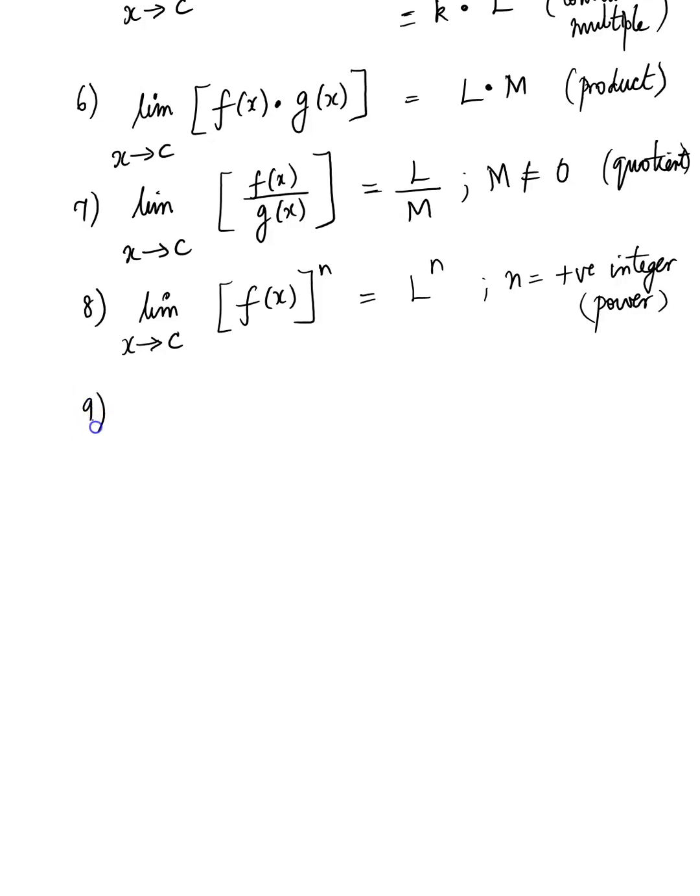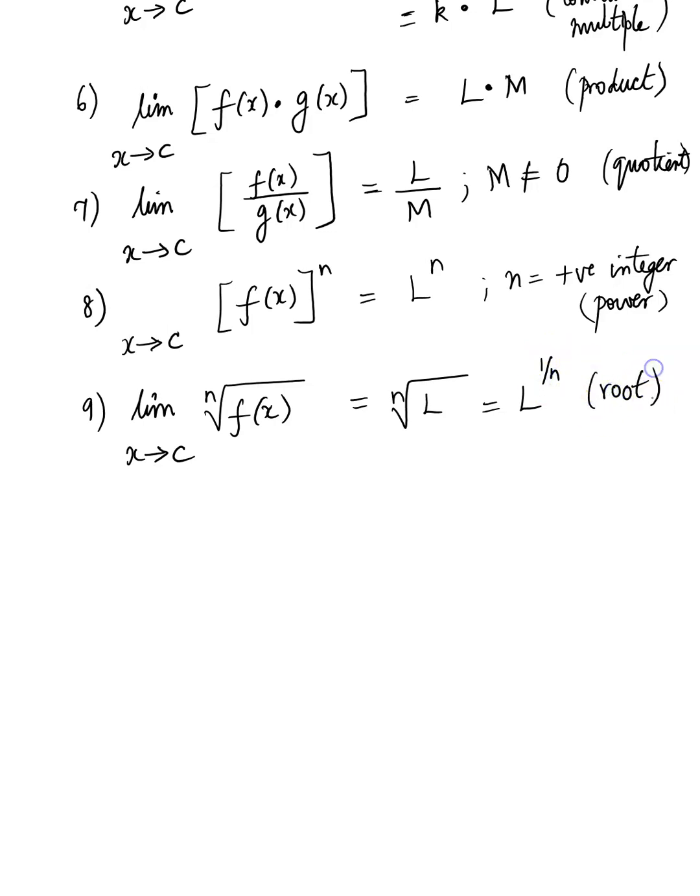And its inverse, you can say, would be the ninth rule. So that was power. This is the root. So if your function has an nth root, it could be a square root, cube root, anything, right? If it's an nth root of the function, then it's as if you took the limit of the function and then worried about the root. And you know that this is the same as L to the power 1 over n. You can write it as a rational exponent or as a radical. We do have plenty of rules, but these are the basic rules that we begin with.